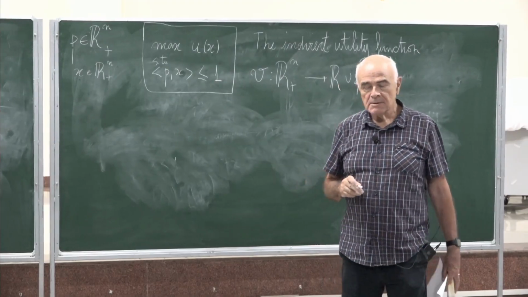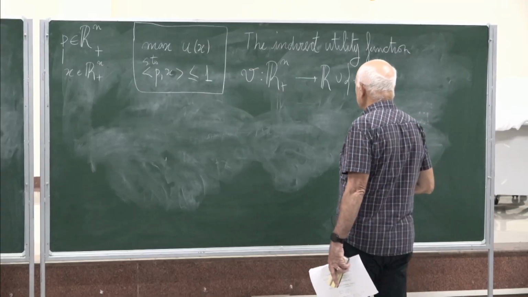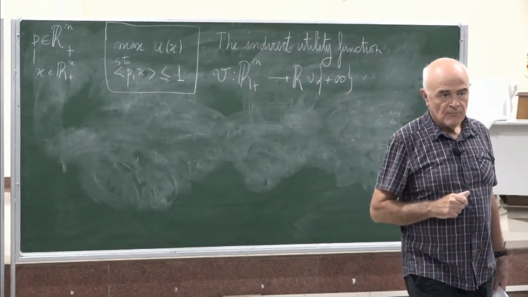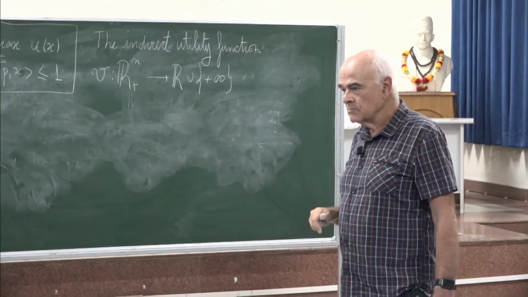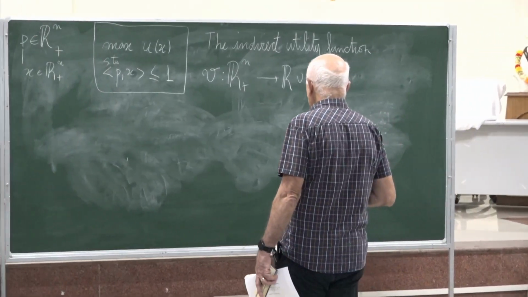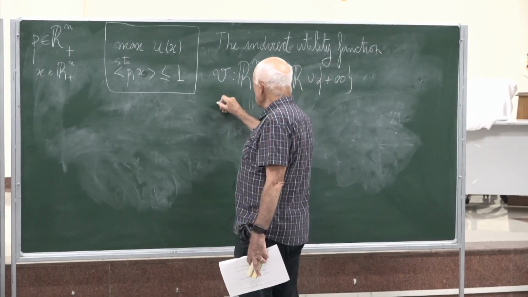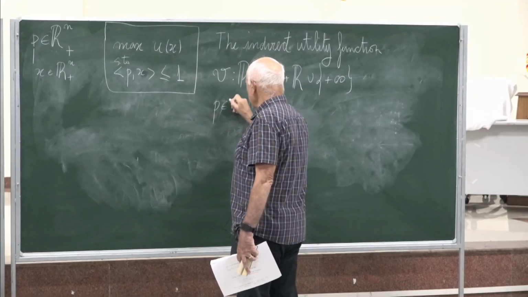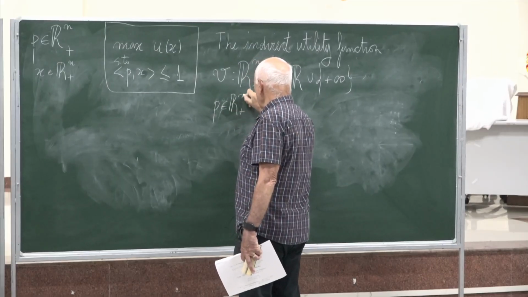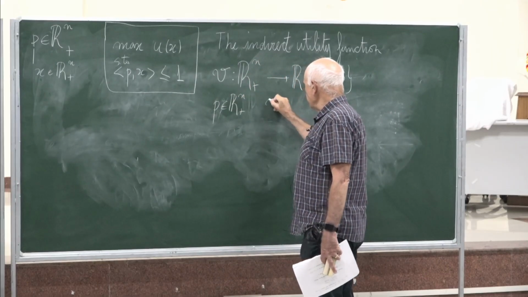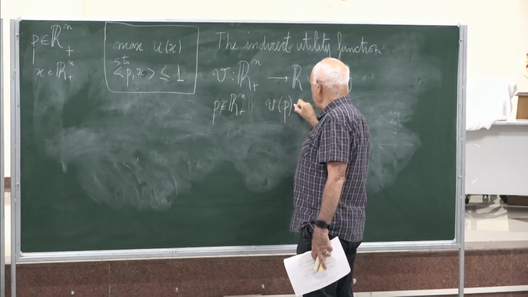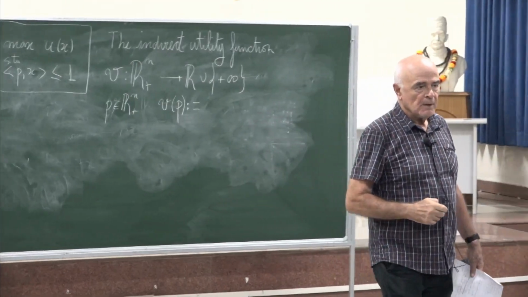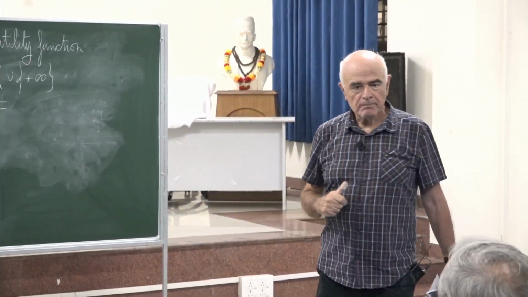Notice that I have not assumed anything about U. U is any function. And then V of P, for P in R plus N, a price vector, V of P is by definition the optimal value of this problem.